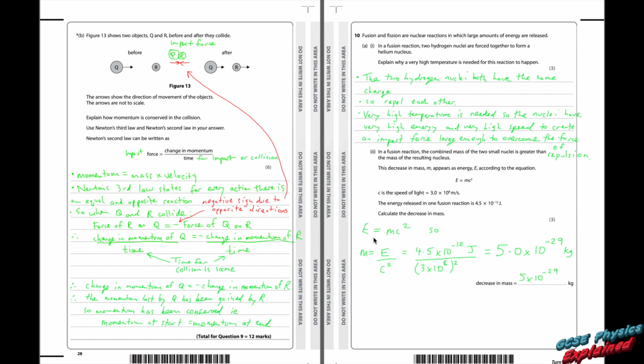So we'll just take E equals mc squared and rearrange it to find what mass is. So that's going to be E over c squared. Pop the numbers in, make sure you square the speed of light, and it comes out as that. And again, people often forget to square the speed of light.